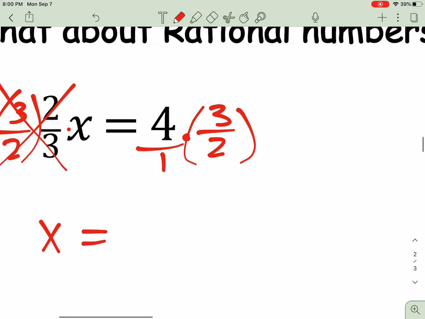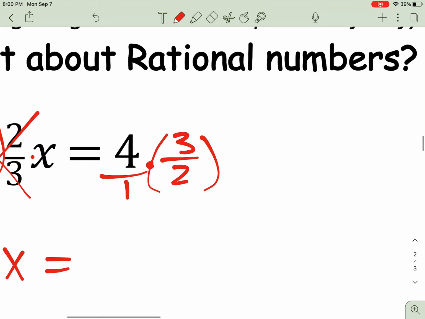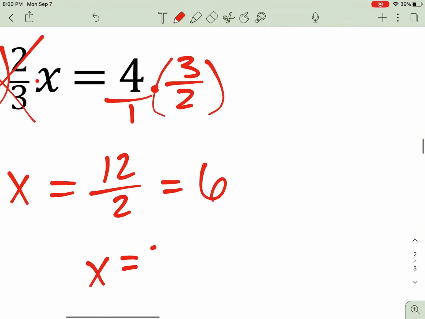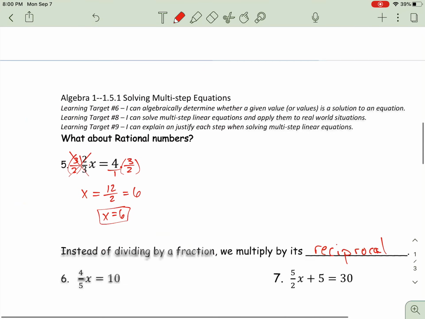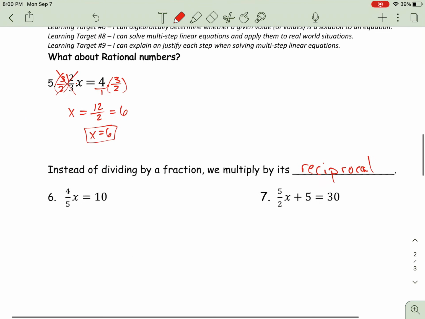Okay, so on the left side, this cancels out. I'm left over with x equals, okay, and then 4 times 3 is 12. 1 times 2 is 2, and then this actually simplifies. 12 divided by 2 is just 6, so x equals 6. Okay, so multiply by the reciprocal.